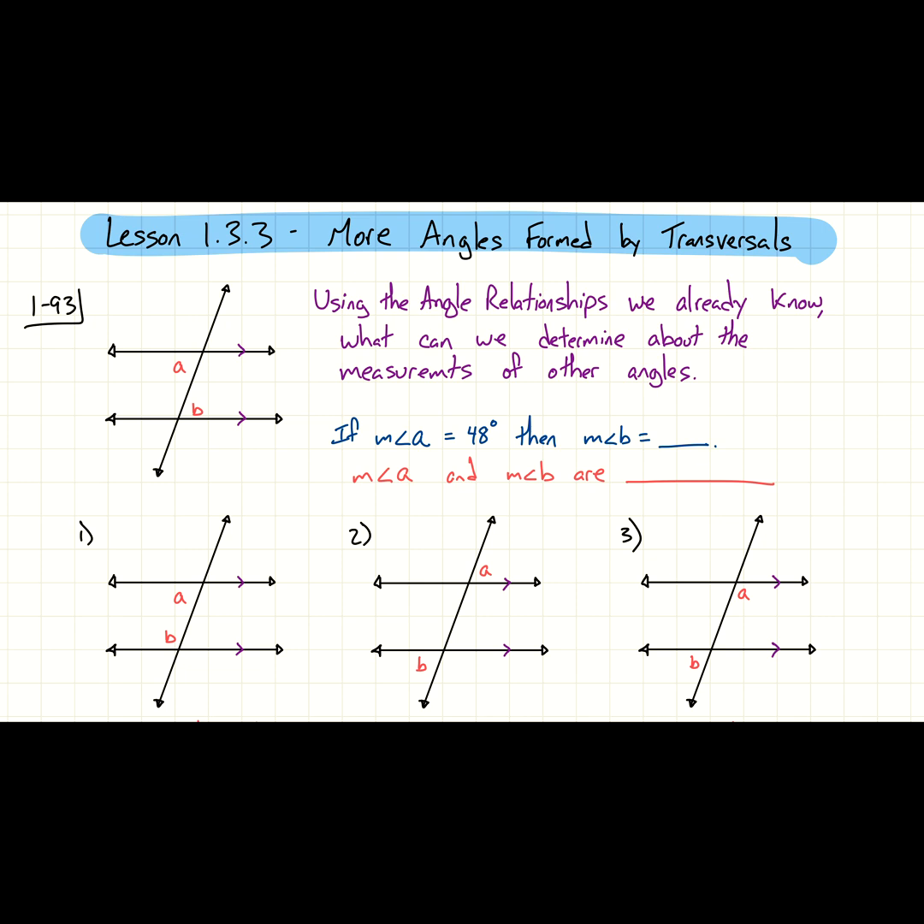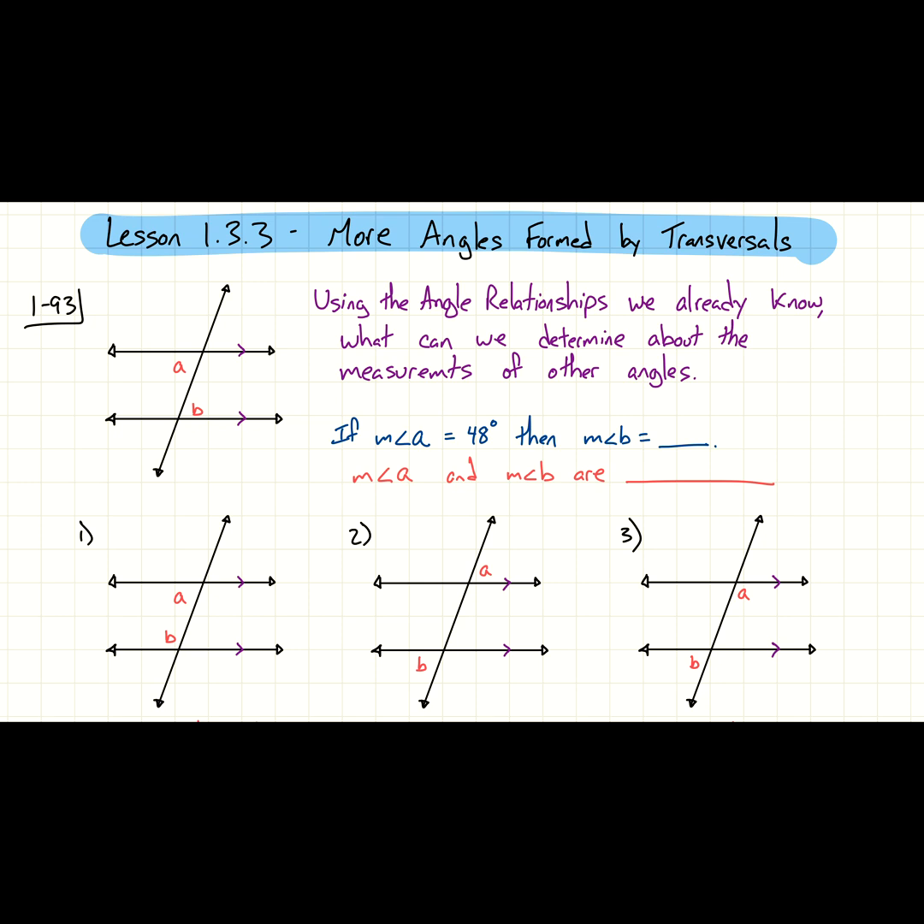All right, so let's use what we know about the angle relationships we already talked about, so we can determine the measurements of other angles. That's the main reason why we're doing this, so that we can determine the measurement of missing angles. So what's the measurement of angle A or B if I'm giving one piece of information?